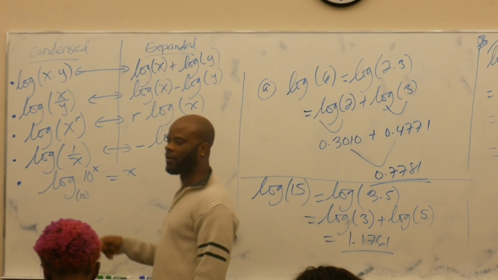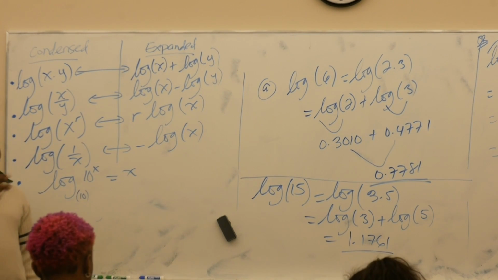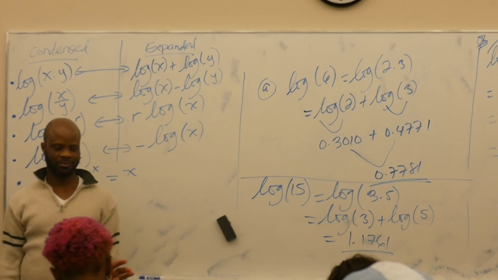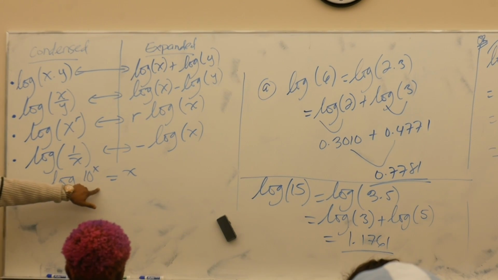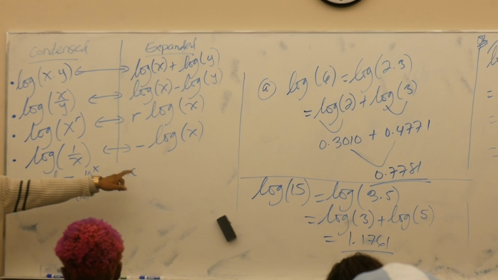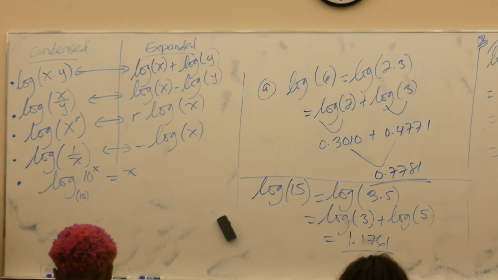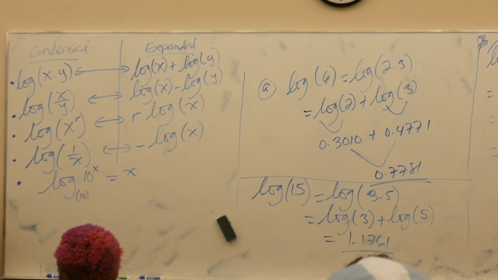Log base 10 of 10 to the 7th. What power of 10 gives me 10 to the 7th? 7. The log of 10 to the x is x. We've done that a lot, right? Everybody seen that? Anybody stuck on that? Okay.